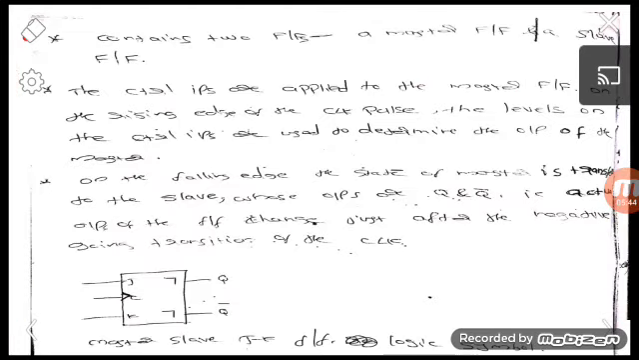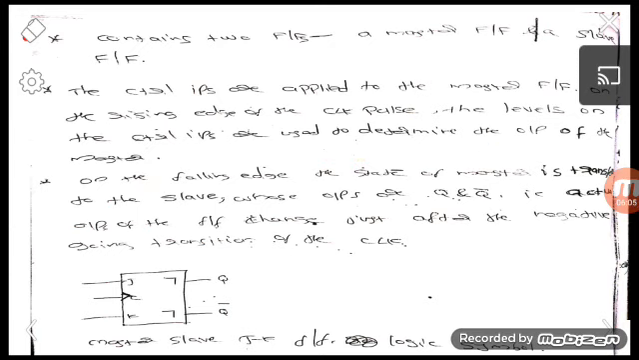So the master slave flip flop contains two flip flops, that is a master flip flop and a slave flip flop. Two flip flops will be there. The control inputs are applied to the master flip flop on the rising edge of the clock pulse, and the levels on the control inputs are used to determine the output of the master.